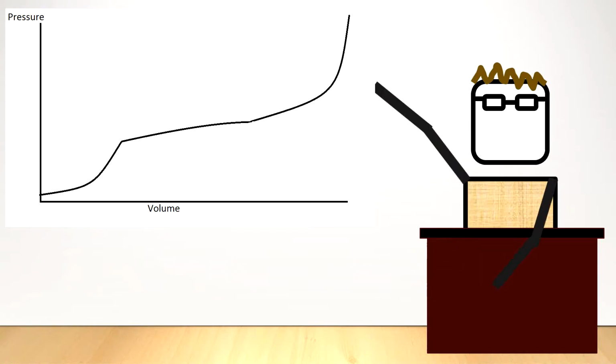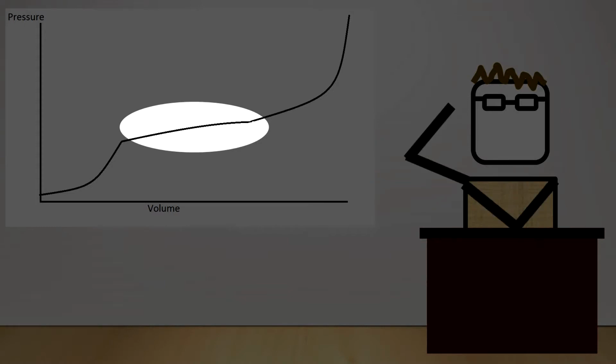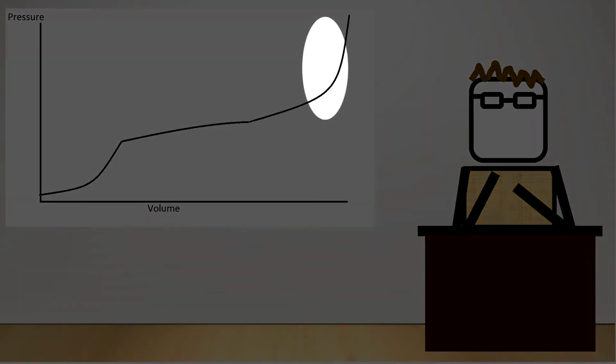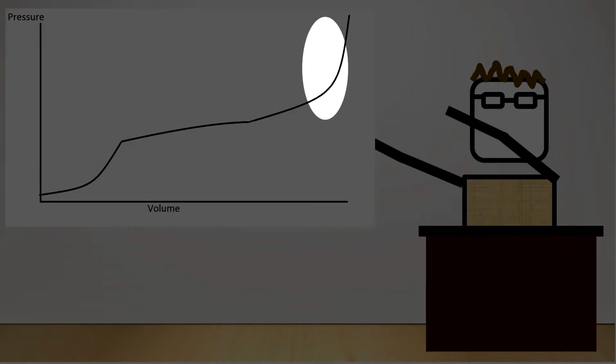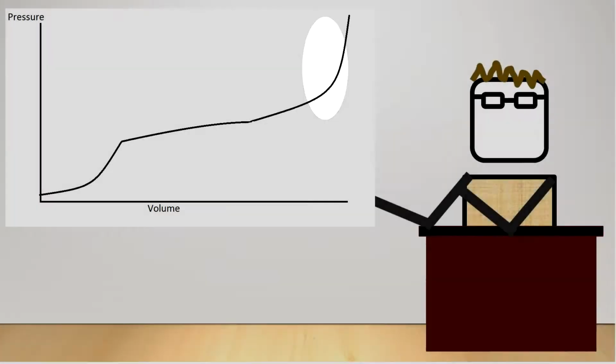Now, on the flat part of the curve, you can see that the volume increases, but there's not really a very significant change in the amount of pressure experienced by the system. We would consider this the compliant part of the curve. But then on the opposite side, when you look at the steep part of the curve, you can see that a small increase in the volume results in a very large increase in the amount of pressure delivered. So this is what we would call the non-compliant part of the curve.